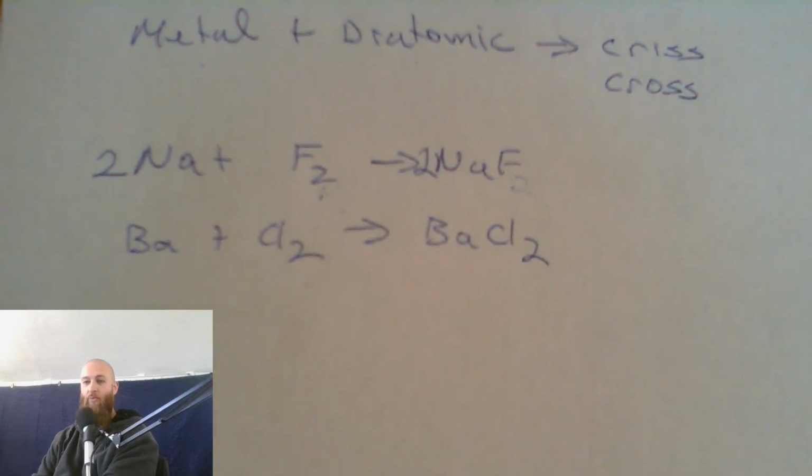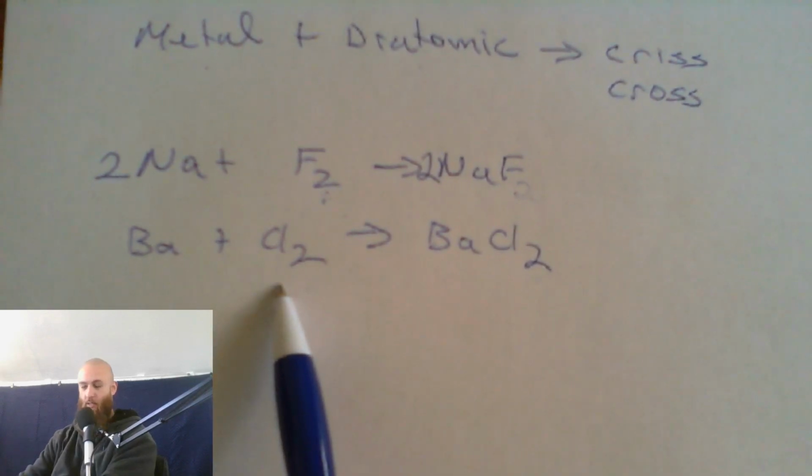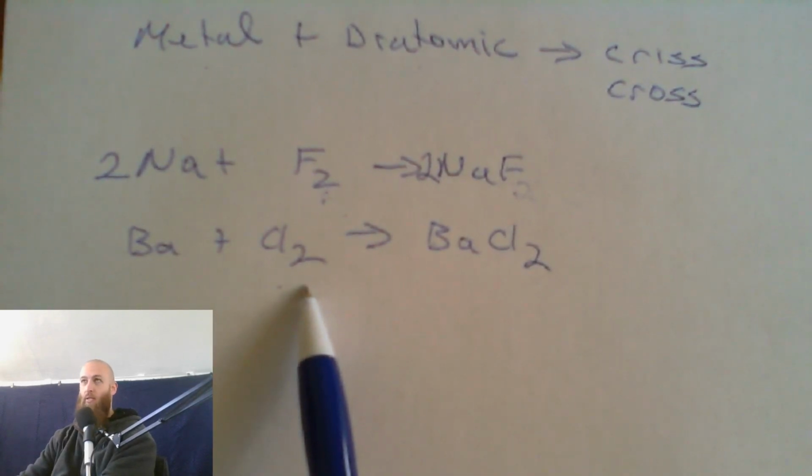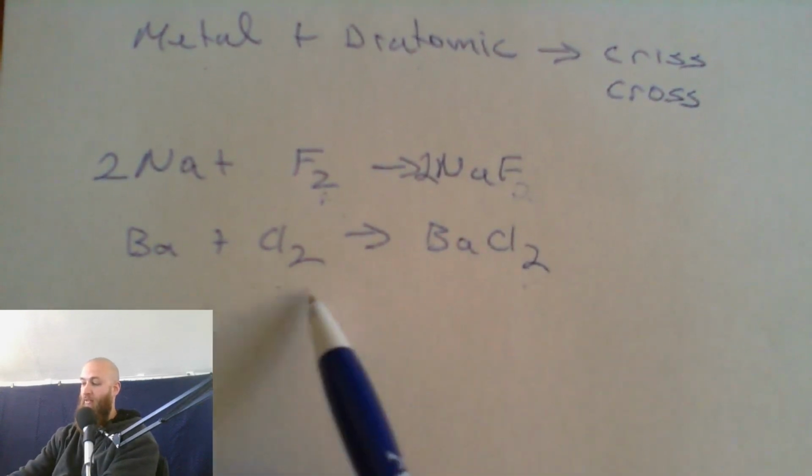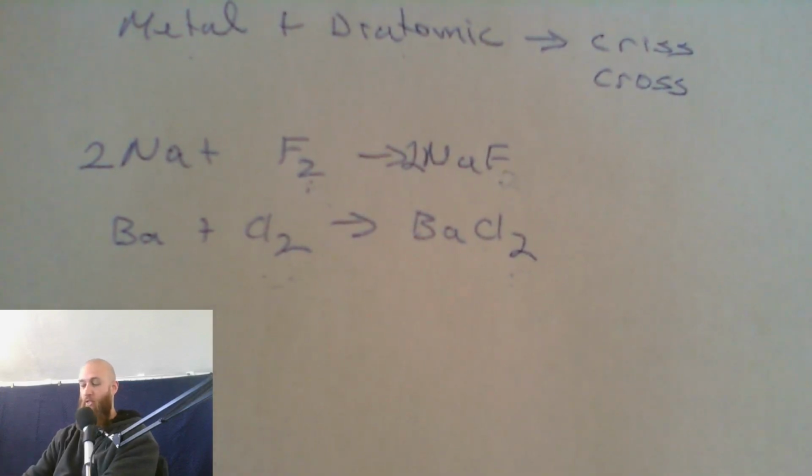This is something that we would talk about over and over if we were in class together. I would ask you, each one we do, why is this 2 here? And then you guys would say, because of the diatomic. And then I would ask you why this 2 is here, and you would say because of the crisscross. Do they have anything to do with each other? No. Coincidence.